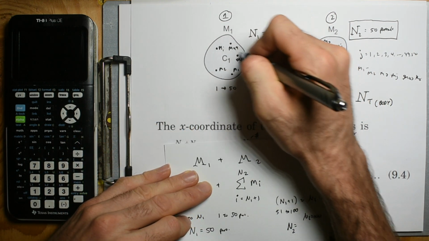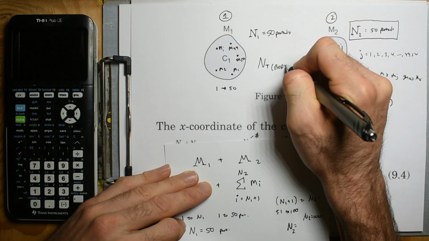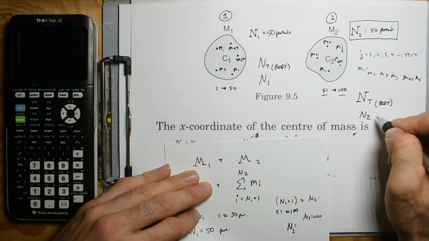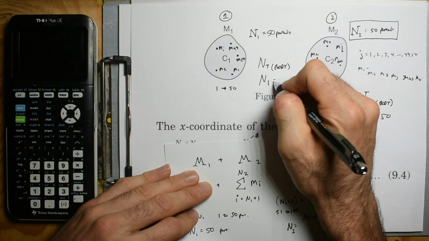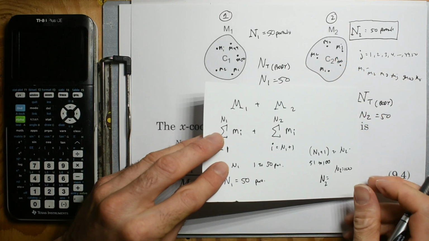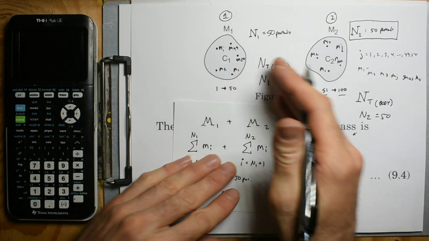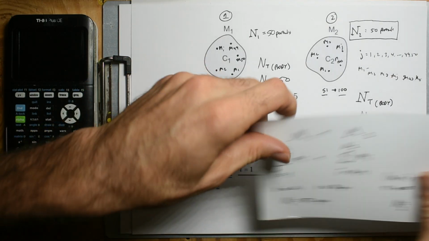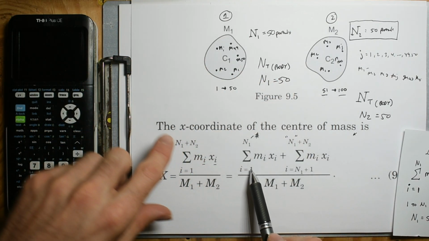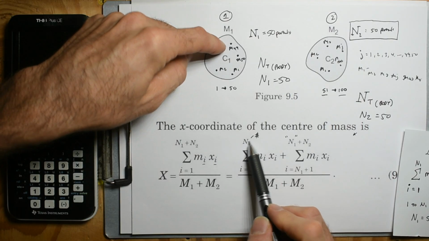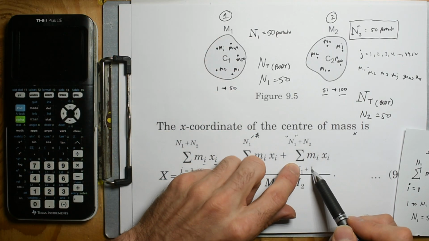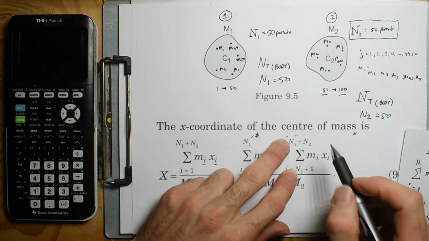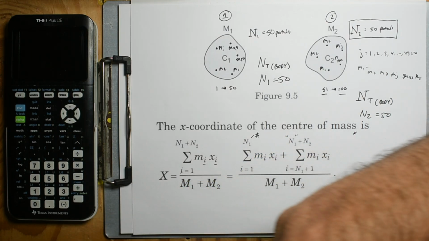So the total number of particles in this body is going to be N1. The total number of particles in this body is N2. This is 50, and this number is also 50. When I go to label these particles, though, let's see what they did. They labeled these particles 1 through 50, and they labeled these particles 51 through the summation of both of those, 51 through 100. Hell yeah.